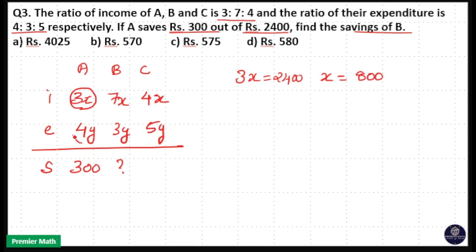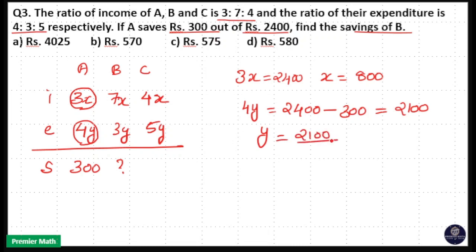Here the expenditure of A is equal to 4y. That is equal to income of A minus savings of A. That is 2,400 minus 300 is equal to 2,100. So y is equal to 2,100 divided by 4. 21 by 4, 5. 10 by 4, 2. 20 by 4, 5. 525.